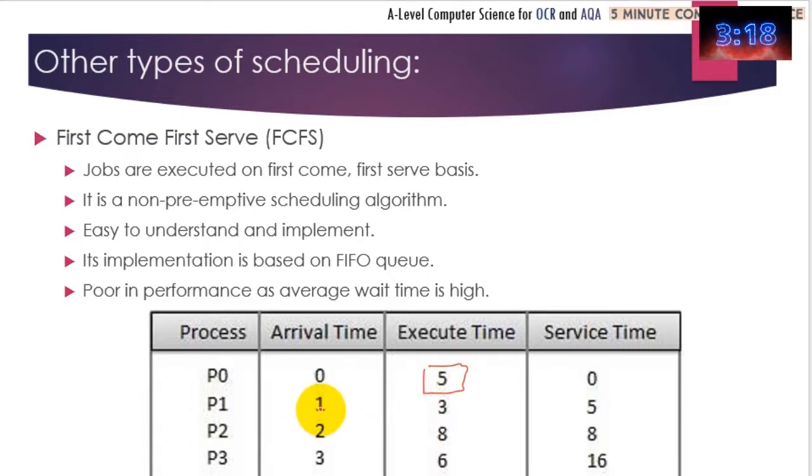The next process arrived, it required 3, and its service time is 5 because of course you need to wait for the first process to finish. So the first process finished, then it's this one here. When that's finished, the next one arrived, arrival time is 2, and it requires 8 execution cycles. So the service time is essentially the first 2 execute times added up together, which gives you the service time, and so on. So 16 is made up of 5, 3, and 8.